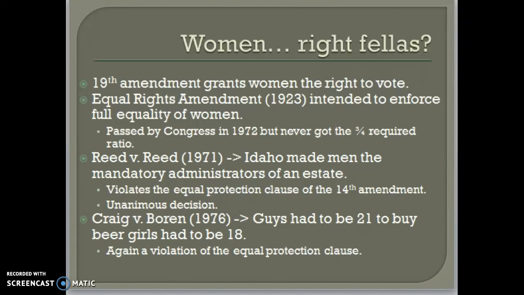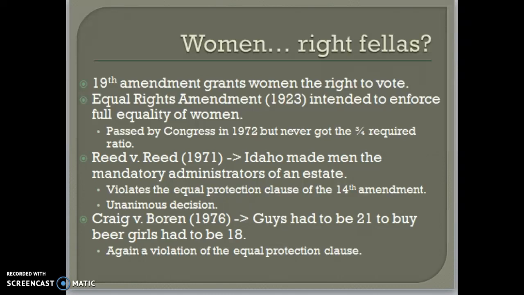Some more cases to kind of help drive the point home. You've got Reed versus Reed and Craig versus Boren. In Reed, there was a law in Ohio that made men the mandatory administrators of an estate, meaning that if somebody died, in the absence of a will, I should say, the man automatically received the inheritance. And this was a clear violation of the 14th Amendment. Equal protection is not being offered to all people. And in a unanimous decision, the court said, this was not okay.